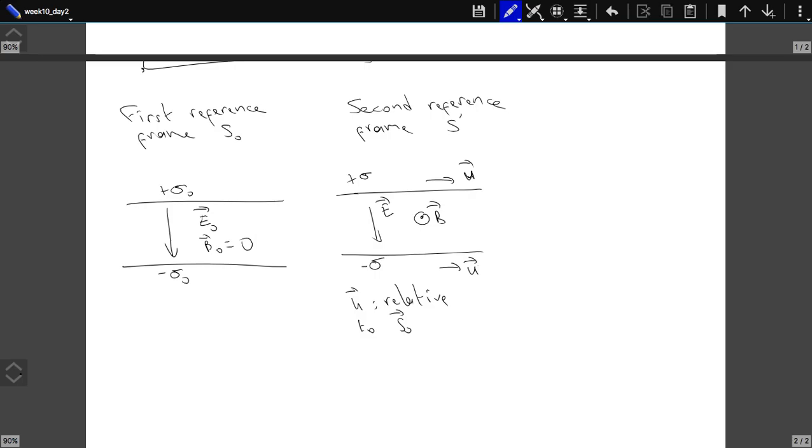Because I have moving charges, the electric field is just sigma over epsilon 0. Let me choose my coordinate axes, x, y, and z. Sigma over epsilon 0 in the minus z direction, and the magnetic field is mu 0 sigma u in the x direction.